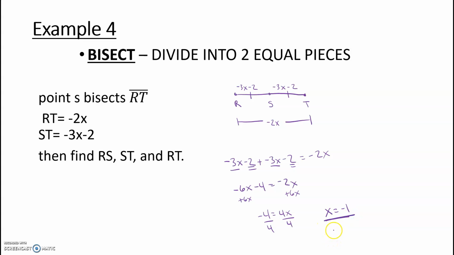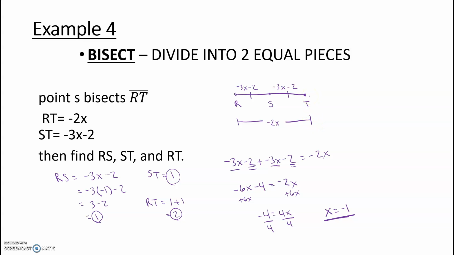Again, not my answer. They want us to find RS, ST, and RT. And again, you should only have to find one. So let's start with RS. Negative 3x minus 2. So negative 3x was negative 1 minus 2. Negative times a negative is a positive. And we get 1. So if RS is 1, then ST is 1. And RT is 1 plus 1 is 2. So we got 1, 1, and then the whole thing is 1 plus 1 is 2.